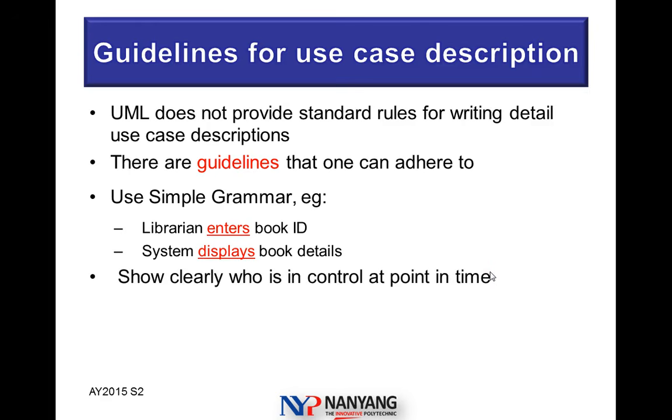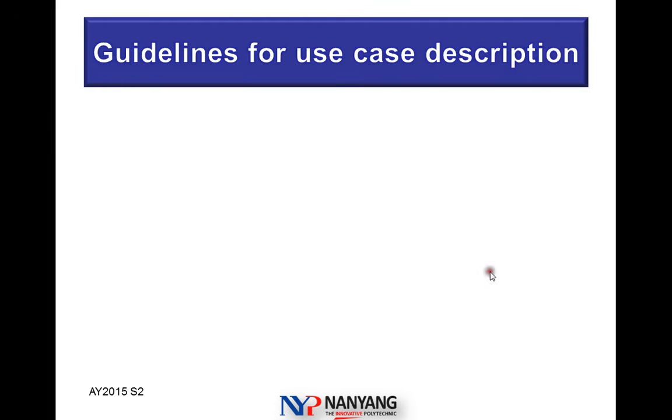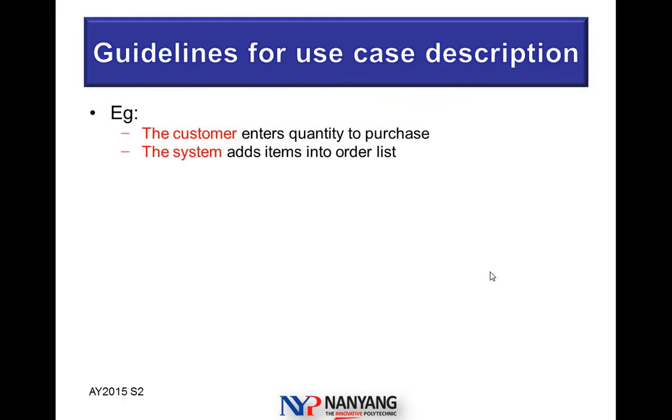Each of these statements should clearly show who is in control at any point in time. So always start with the actor. The actor must be replaced with the actor's name in the use case. The actor name can be found in your use case diagram. Then, the system. Example: the customer enters the quantity to purchase. The system adds items into the order list.